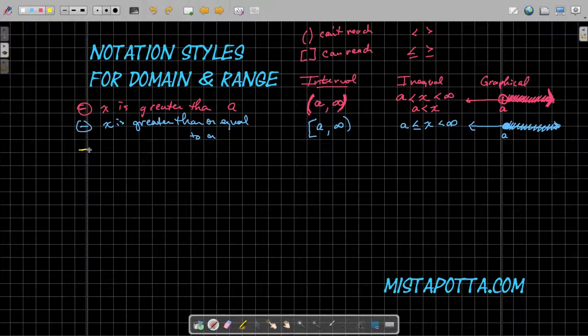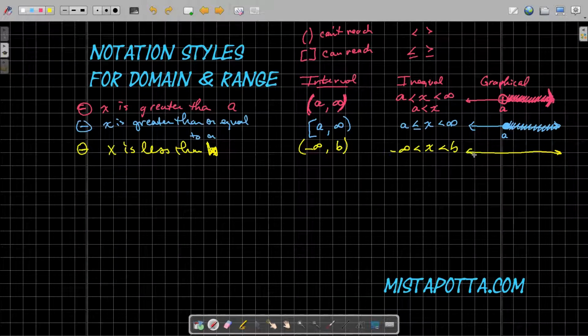Now I can do the same idea here and say x is less than b. Let me use b here. I'm going to try and use b as a lower bound and a as an upper bound. So here, I know that b is the biggest it can be, but it could go down to negative infinity. So I would have negative infinity less than x less than b. Or on my number line, I have b as a bound that I can never reach.